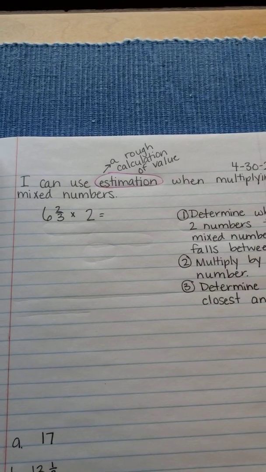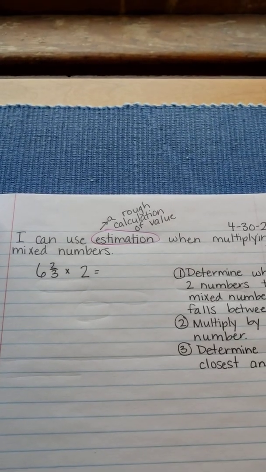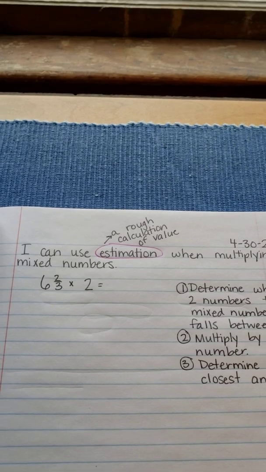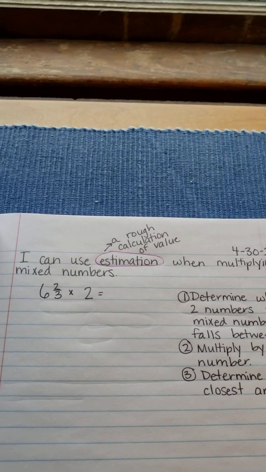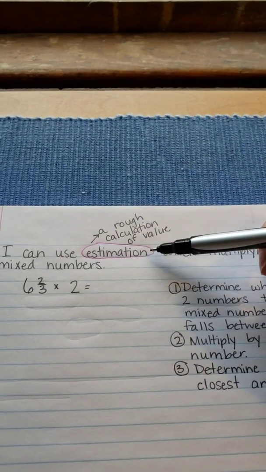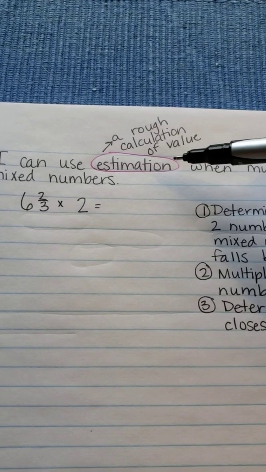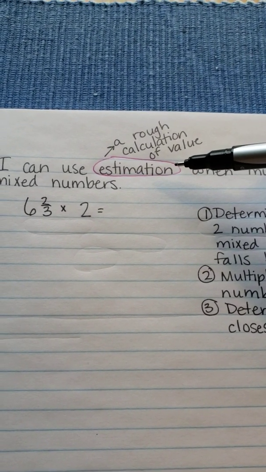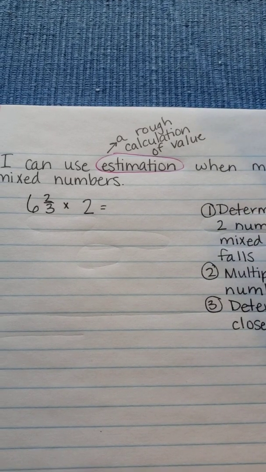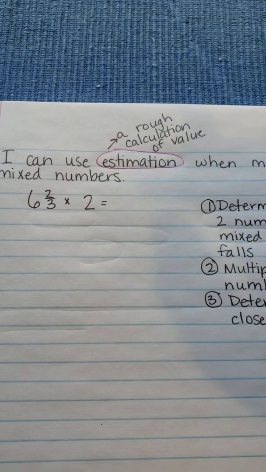Hi everyone. So today we are going to be working on the skill I can use estimation when multiplying mixed numbers. So you've already started practicing how to multiply mixed numbers. And now we're going to use estimation to help us to just check before to see if we're in the right ballpark. So remember that estimation is a rough calculation of value.